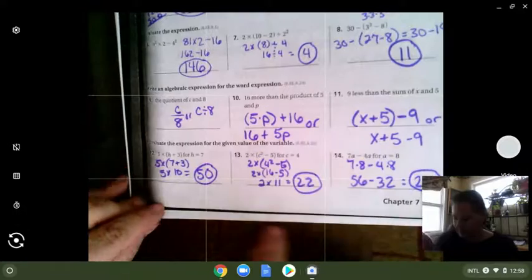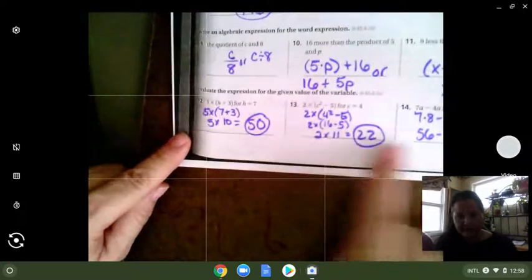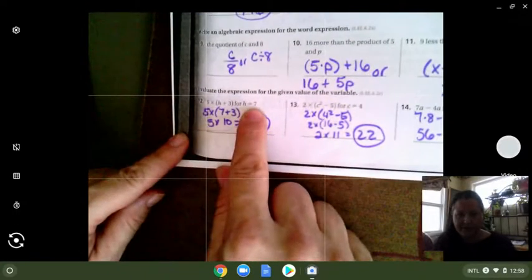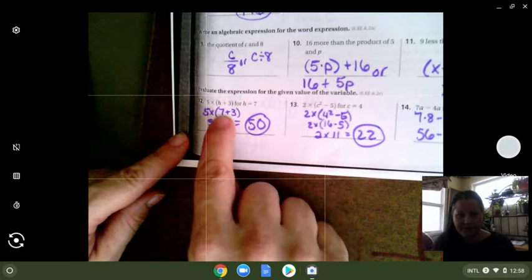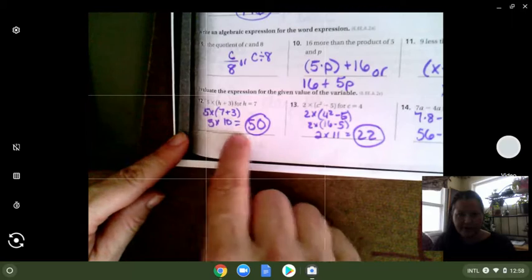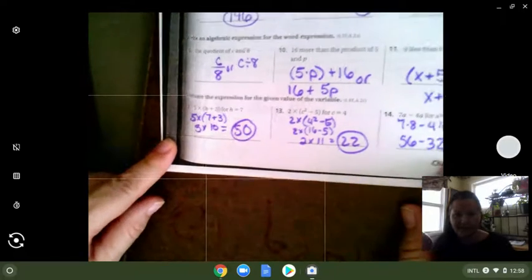All right. Number 12 here. You're going to substitute the 7 for the letter H for your variable there, and do what's inside the parentheses first. Your answer should be 50.